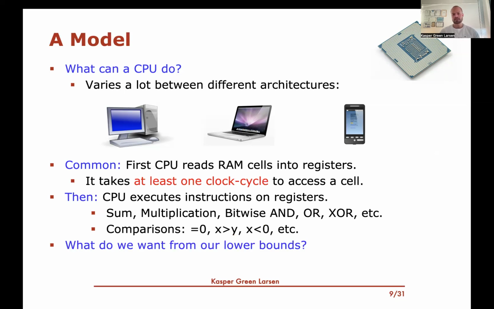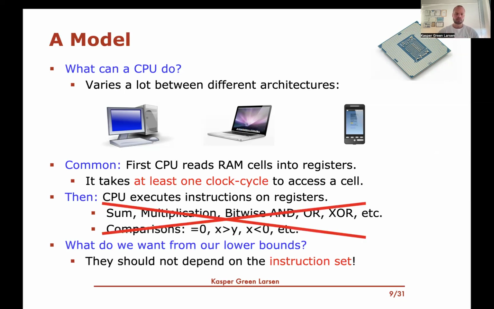And again, if we ask ourselves what we want from the lower bounds that we prove at the end of the day, we want the lower bound to hold no matter what instruction set you have available on your computer. In some sense, we don't want to worry about the concrete instructions that your computer has. We would like our lower bound to hold even if you have any kind of instructions available that you could imagine.